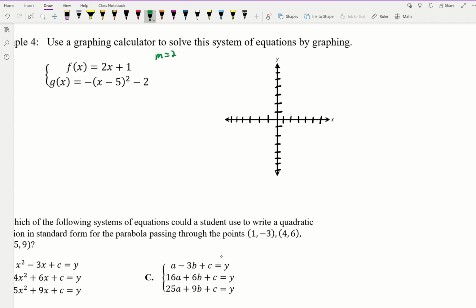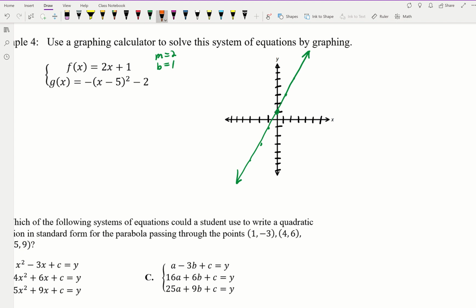All right, the top equation, this is a linear function. Slope is 2, y-intercept is 1. So I'm going to have a point at 1. I'm going to go up to right 1, up to right 1, and down to left 1 to get the graph of this line. Okay.